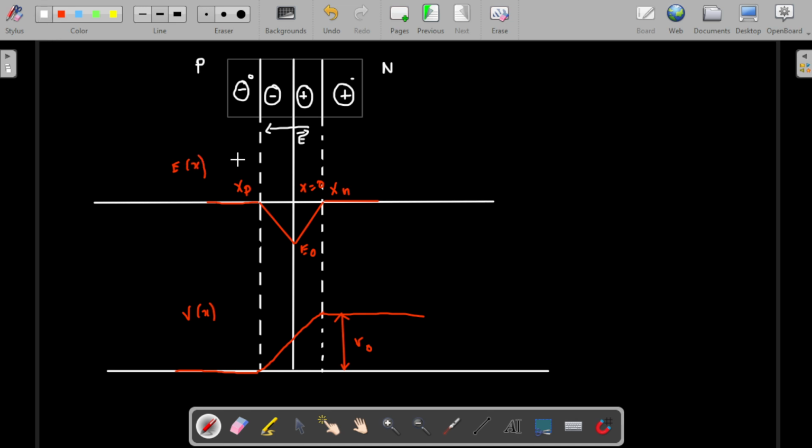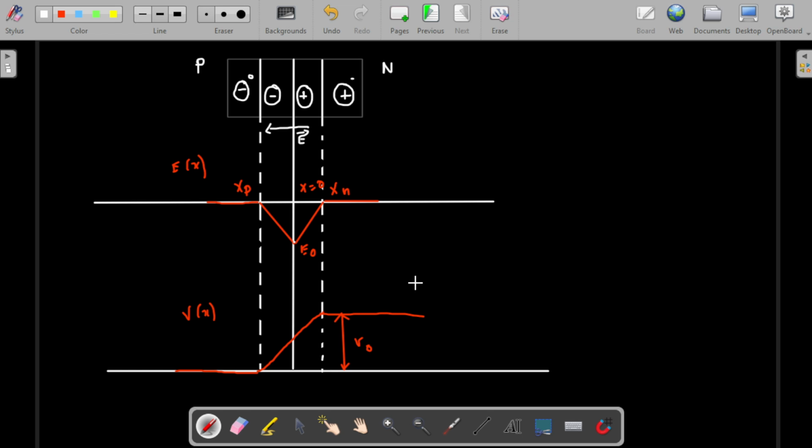Because of this, the electric field keeps increasing and then goes back to 0. At this point the electric field will be maximum. To find the voltage curve, we need to integrate this region. If we integrate this region, the area will keep on increasing up to this point, and after that it becomes constant. This is how the voltage curve will be drawn.